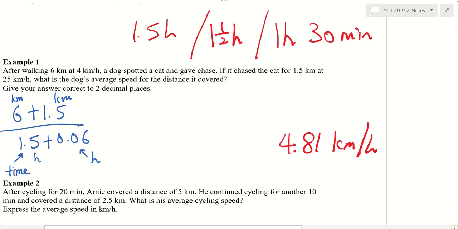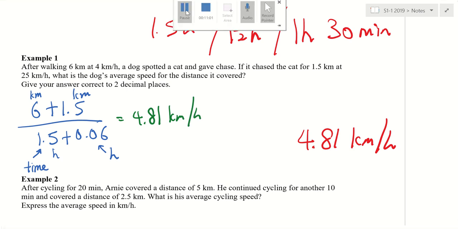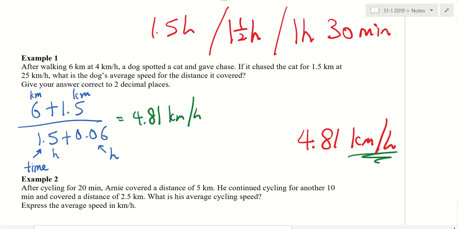So, may I ask, for example 1, is this correct? 4.8, because you gave me the question to two decimal places. So the answer must be two decimal places. Do you understand what the total time is in the answer? I need to calculate the total distance divided by total time. And therefore, the answer is 4.81. If you do it in seconds, you see that the answer is different. So keep it to kilometer per hour, then you realize that it's the same as the teacher's answer.